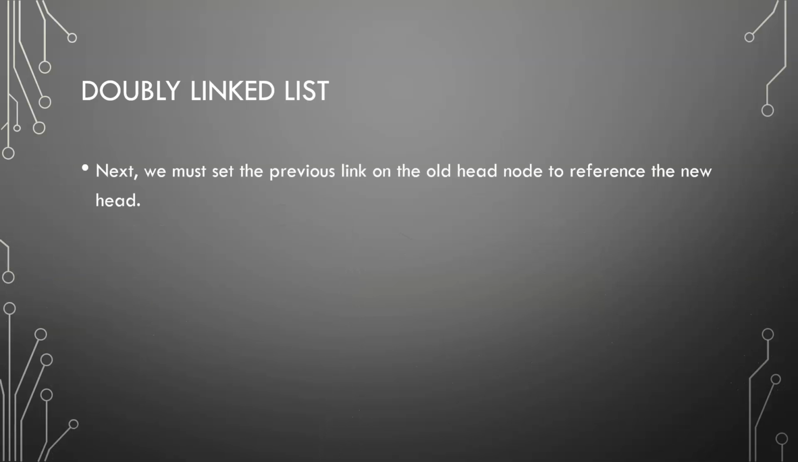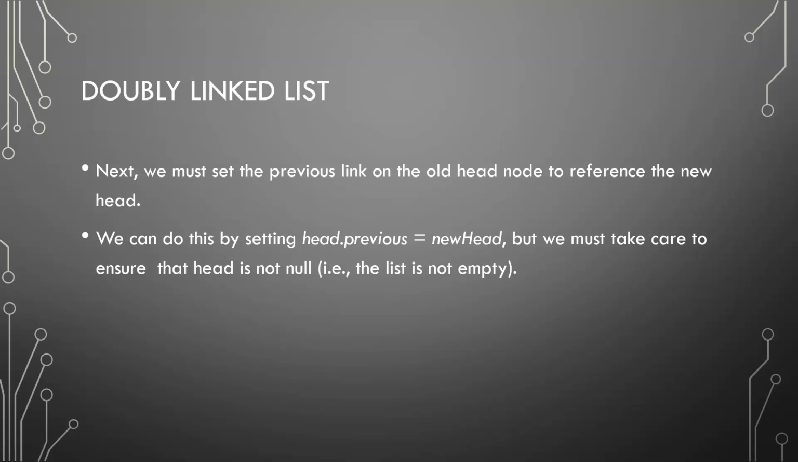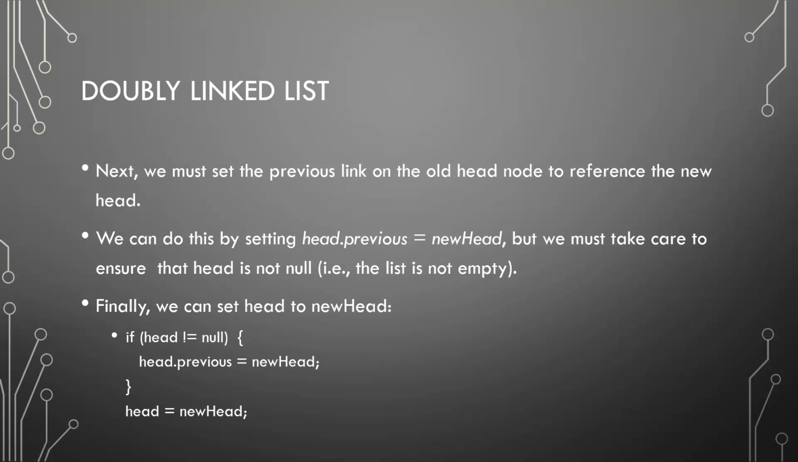Next, we must set the previous link on the old head node to reference the new head, which we just saw in our diagram. We can do this by setting head.previous equal to newHead, but we must take care to ensure that head is not null. In other words, the list is not empty. Because if it's empty, it's a little harder to work with things. Finally, we can set head to newHead. So if head is not null, head.previous is equal to newHead. Otherwise, we're going to say that head is equal to newHead.